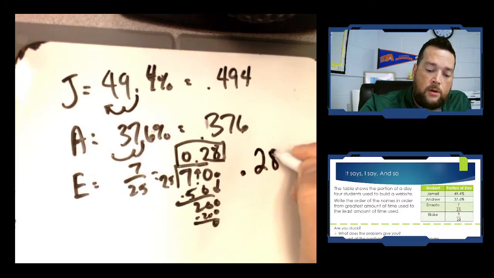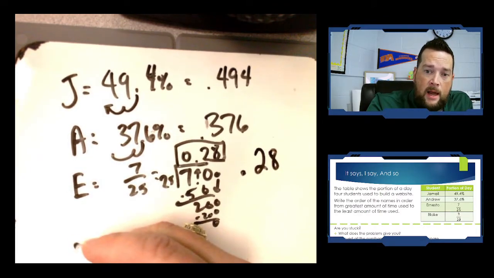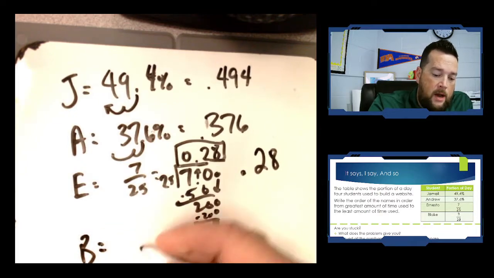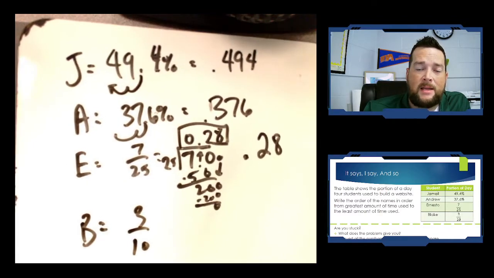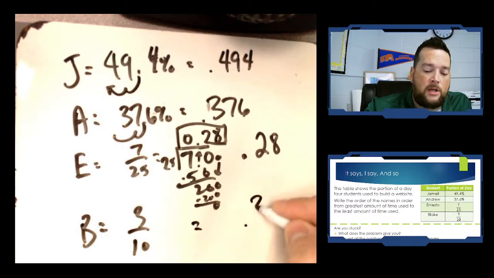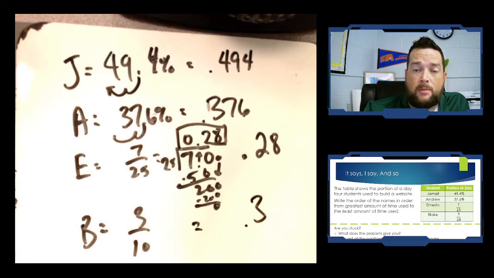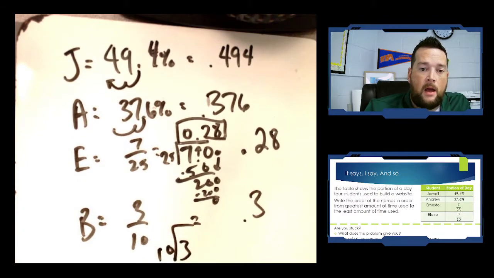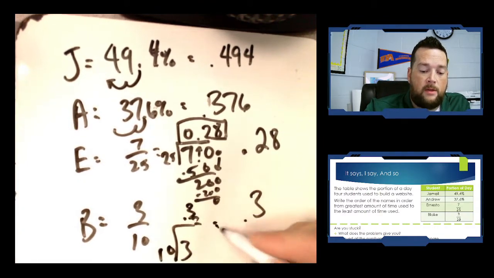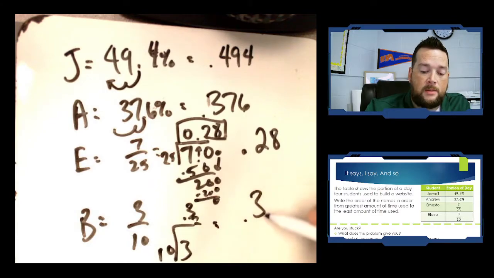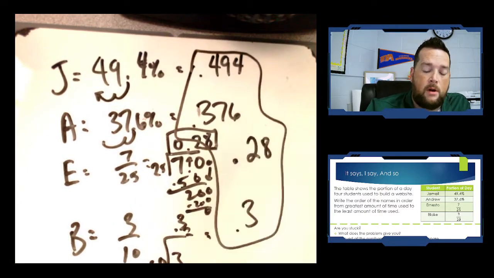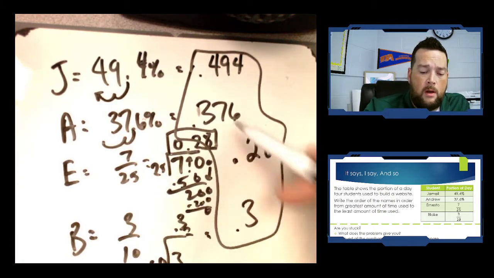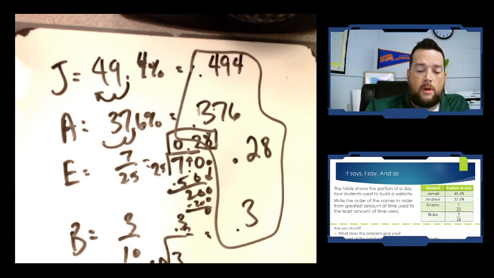So Ernesto has 0.28, and then finally you've got Blake. His is 3/10, and just by reading that 3/10, it prompts me to know I just need to put a 3 inside the tenths place value, but I could just divide 3 by 10 as well, and I would get 0.3 either way. So Blake's is 0.3. So we have these 4 portions: 0.494, 0.376, 0.28, 0.3.